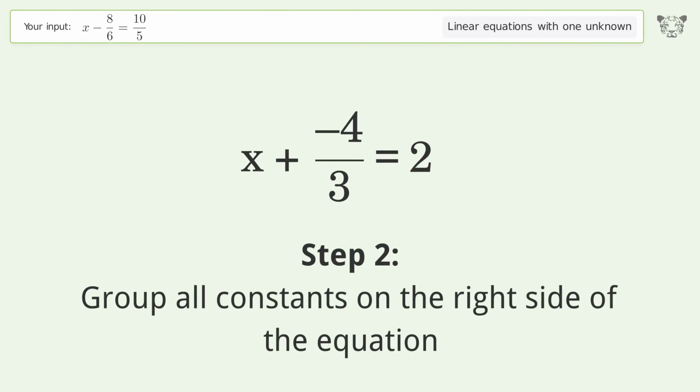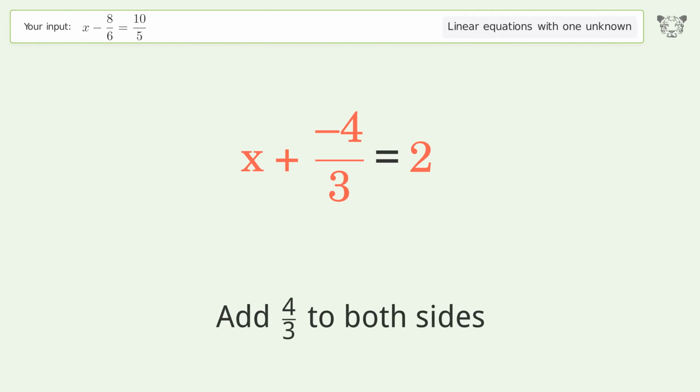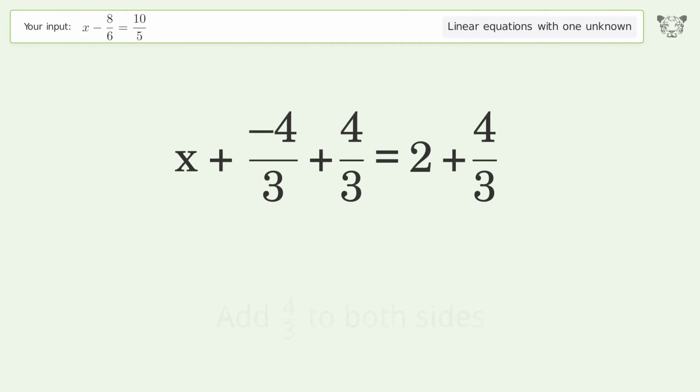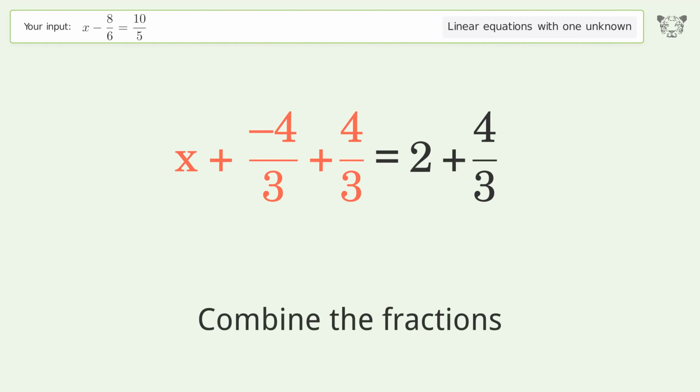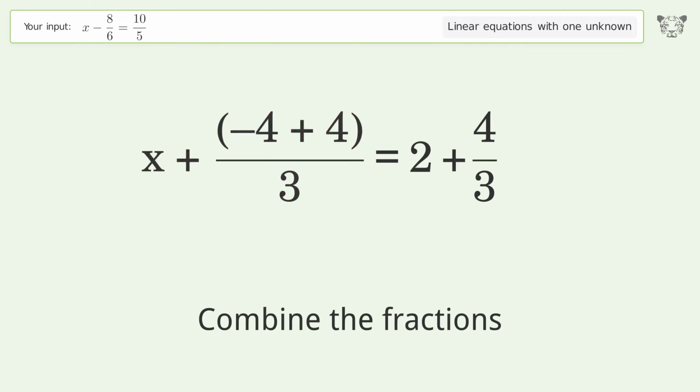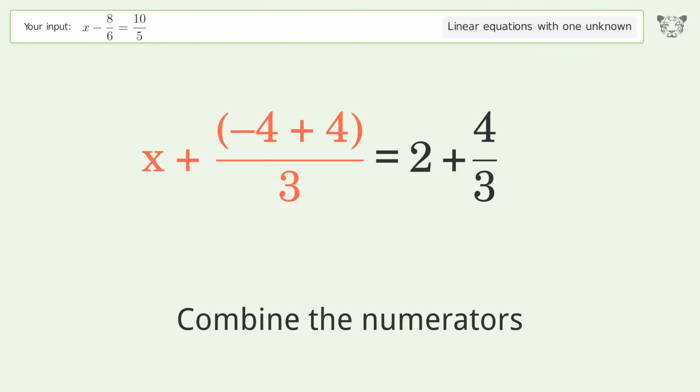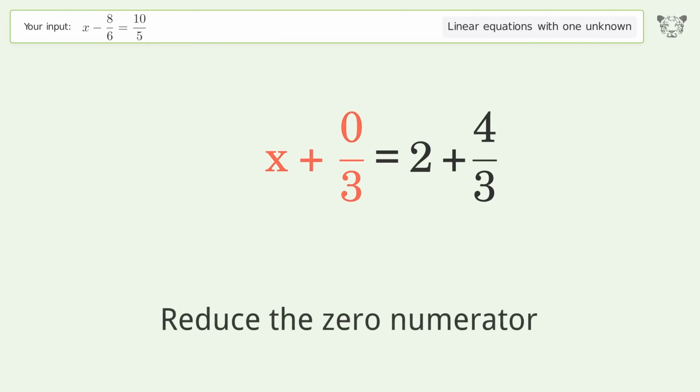Group all constants on the right side of the equation. Add 4/3 to both sides. Combine the fractions. Combine the numerators. Reduce the zero numerator.